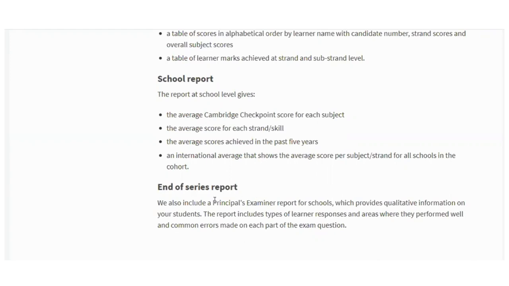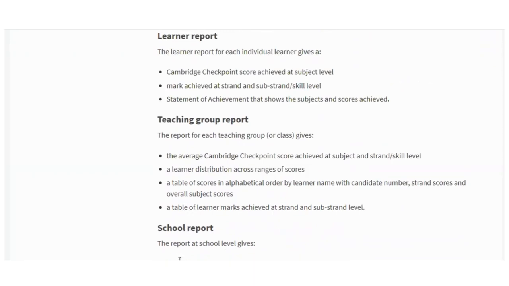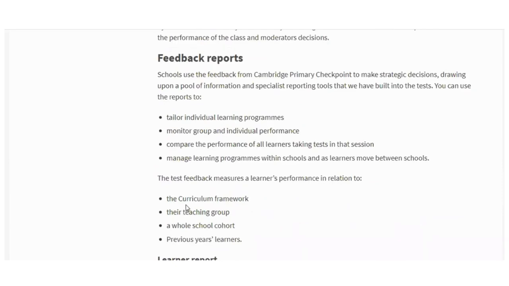And then there is an end of series report, which is primarily more for the principal to see how the overall things have been, and that will be a mini summary of all of these. So that'll be that. So basically that's everything, right? In terms of curriculum, there's nothing they learn specifically for checkpoint. Whatever they learn in grade 4 and grade 5, mainly for primary, they literally learn all the content.